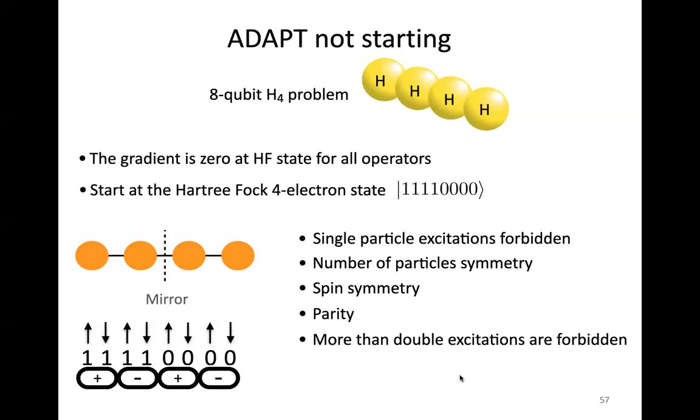So we really just assembled all the operators that break these rules, and we show that every such operator has a 0 gradient, and all others that do not break these rules have non-zero gradients. So in order for ADAPT to start, one just has to provide enough operators which obey these rules, and then ADAPT will start.